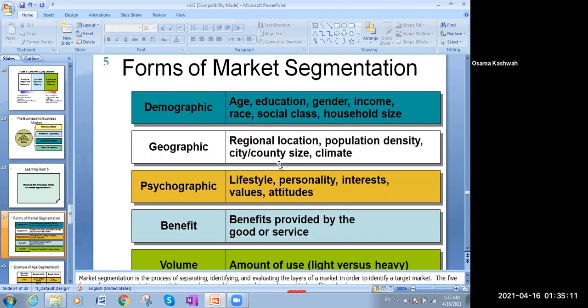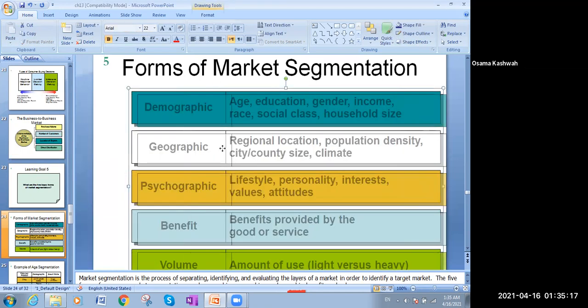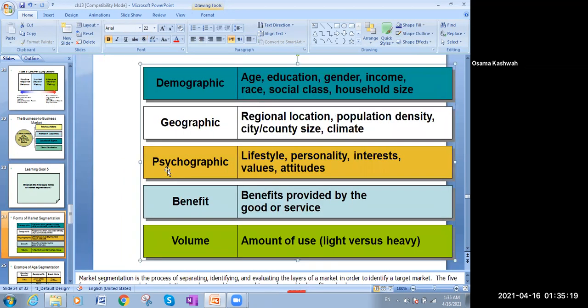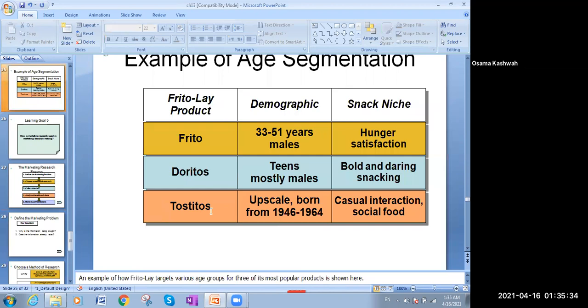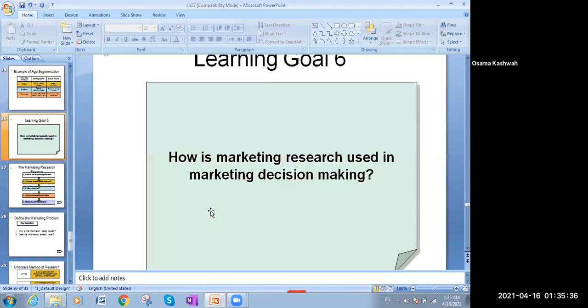So I gave the example, and now it's very easy. What are the forms of market segmentation? We have geographic segmentation. We have psychographic segmentation, like lifestyle, personality, interests, values, benefits, and volume. So I have four ways to divide the market. Listen to the examples.